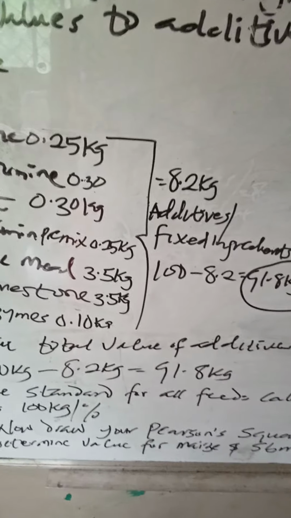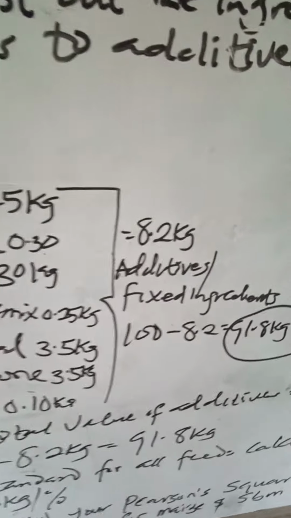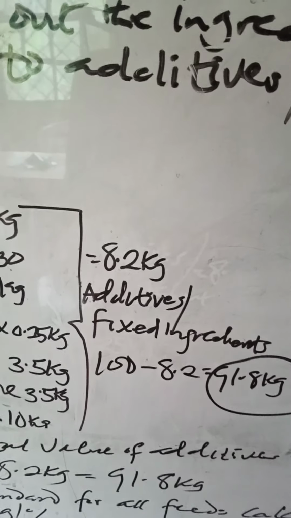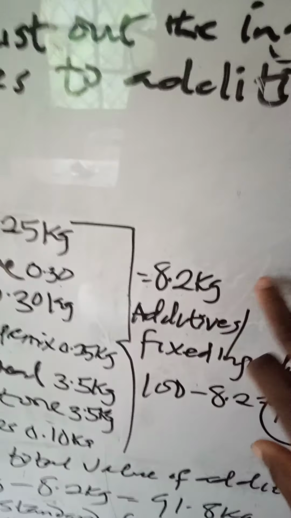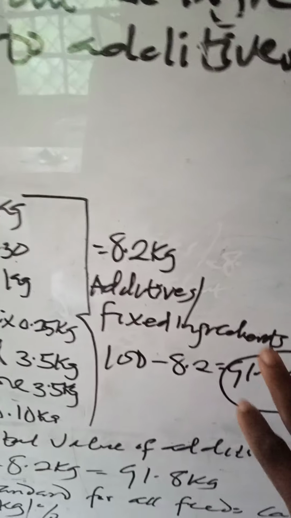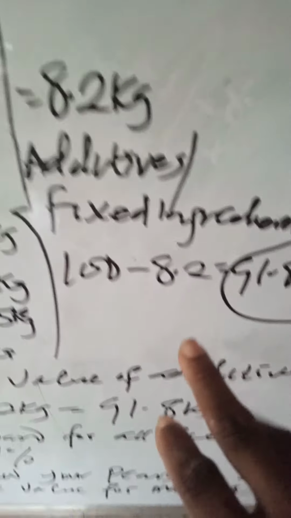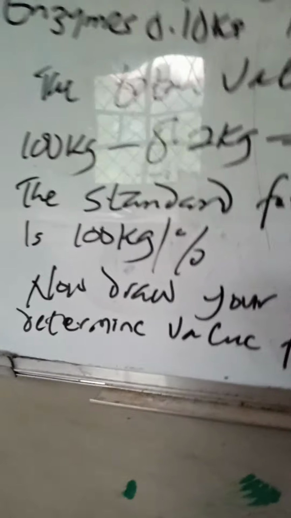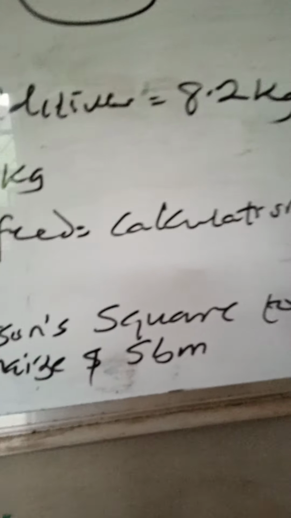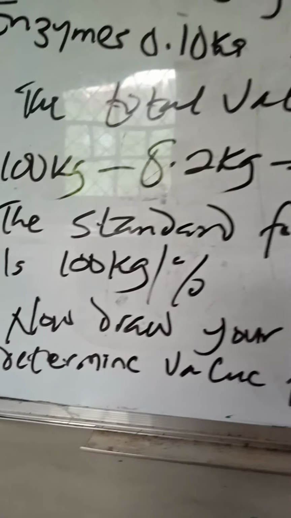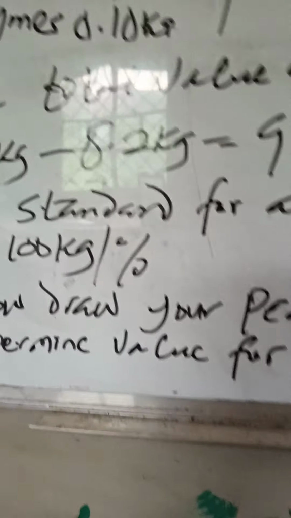Then you sum up the total of the additives, or what we call the fixed ingredient. The total is 8.2 kg. That is the total value for additives. Then you subtract that from 100 because 100 is the standard. That is the standard of any feed formulation is 100. The total value of additives is 8.2 kg. So that is subtracted from 100 kg, the standard in feed formulation.